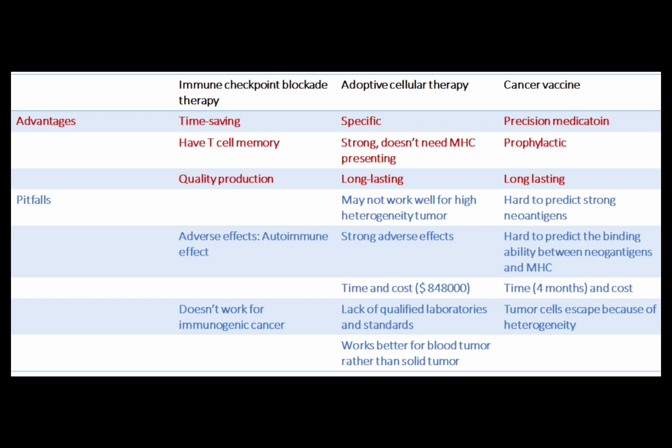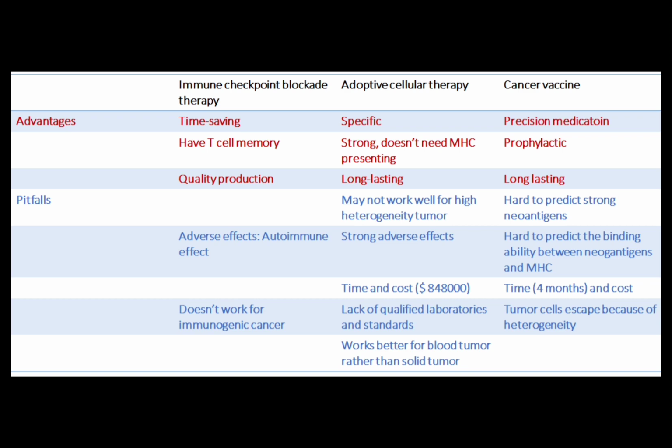Multiple things need to be put into consideration, ma'am. Immune checkpoint blockade therapy is the fastest treatment, and the effect lasts the longest since you will have T-cell memory. It is also the cheapest option. However, there are possibilities for causing an autoimmune effect.